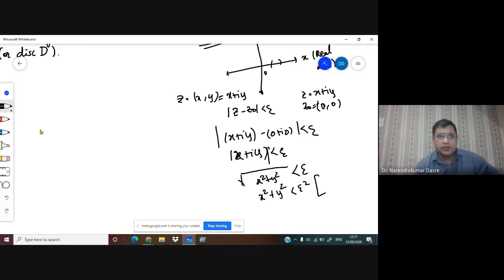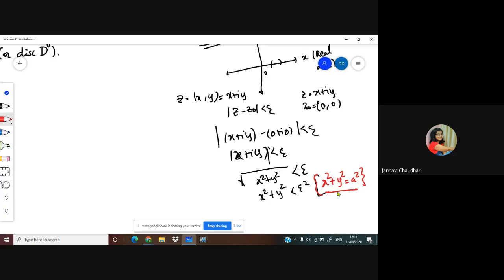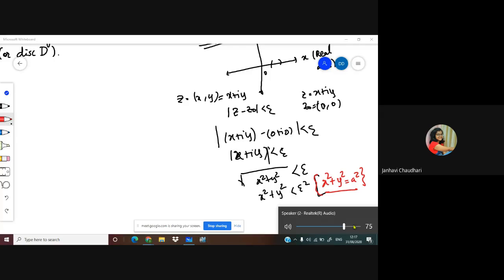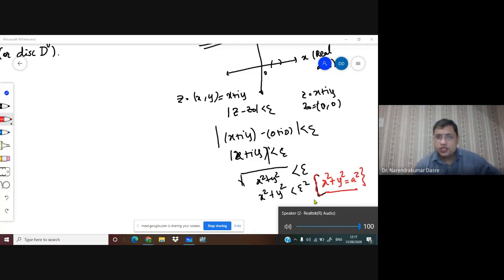So if you remember, x square plus y square is equal to a square. Can you tell me what this equation represents geometrically? Circle. Yeah, Janvi. Circle, correct. So what it means is this is going to be a circle.